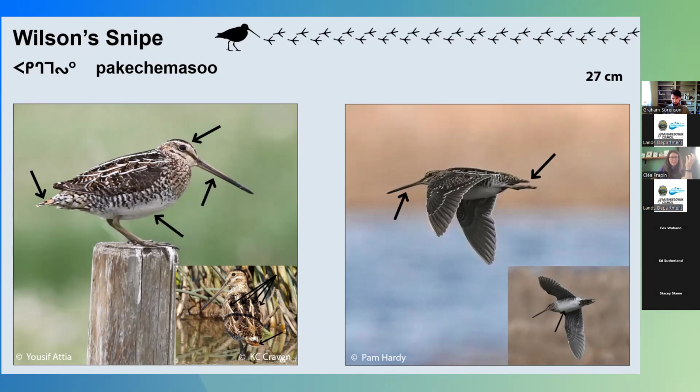And when they're in flight, even though the legs are not long, the tail is so short and the bird is so compact that the legs go past the tail. But really, that long straight bill and the shape are going to make you say it's a snipe.